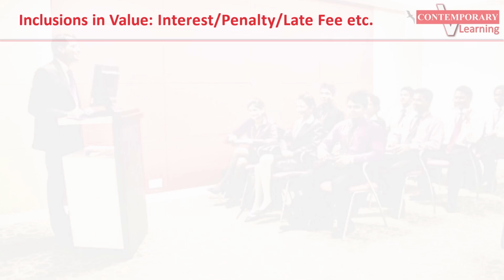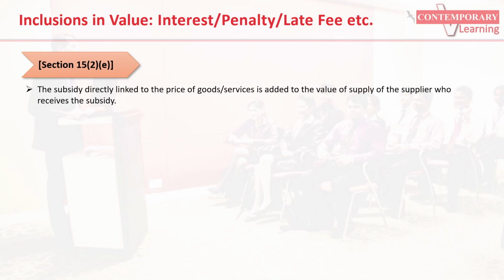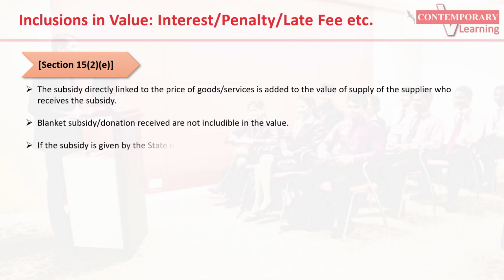Moving to subsidies, the rule is specific. Only subsidies directly linked to the price of goods or services are added to the value of supply of the supplier who receives the subsidy. Blanket subsidies or donations received are not includable in the value because they are not directly linked to the price. Most importantly, if the subsidy is given by the state or central government, it is not to be added to the value of supply. This is a significant exception that protects government welfare schemes from GST implications.